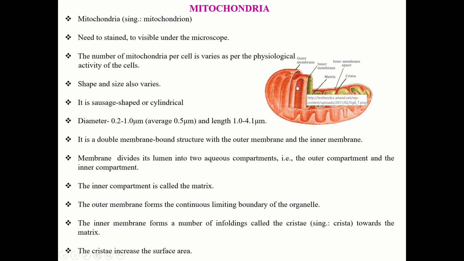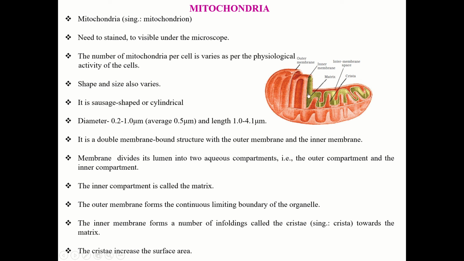The membrane divides the lumen. Lumen is the space between the two membranes. So it divides into the outer compartment and the inner compartment. The inner compartment is called the matrix. So you can see here, this is the matrix, that is the space inside the inner compartment.